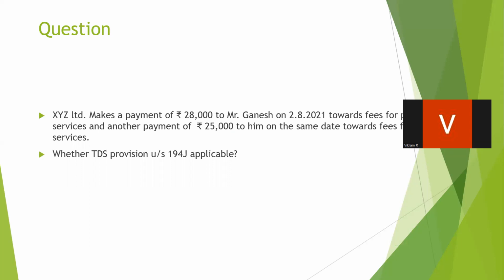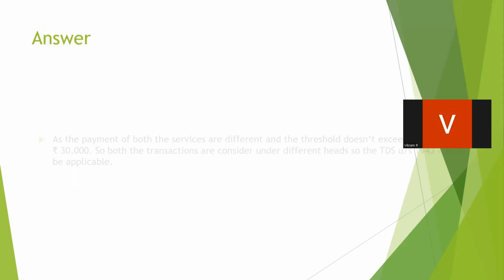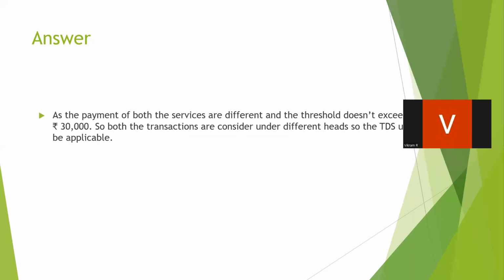No, you have to see head-wise on the aggregate amount, right? So it is not deductible. Not deductible, based on each case, because the deduction differs for the services, that is technical service and professional service, and the aggregate amount doesn't exceed 30,000. Then 194I.